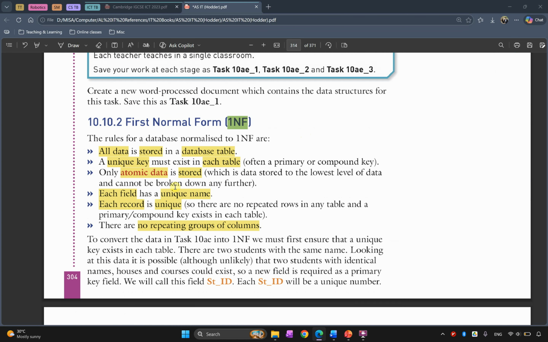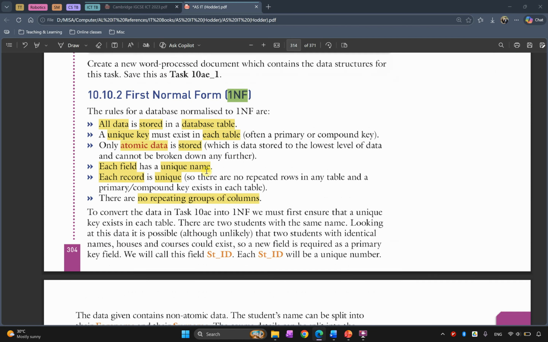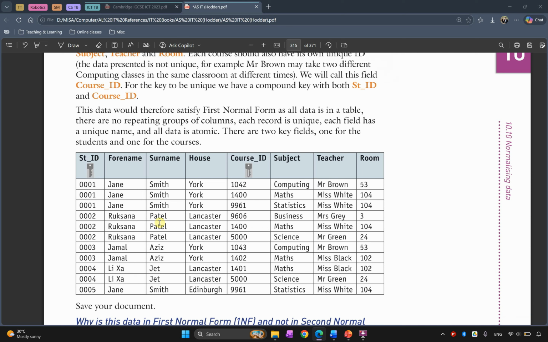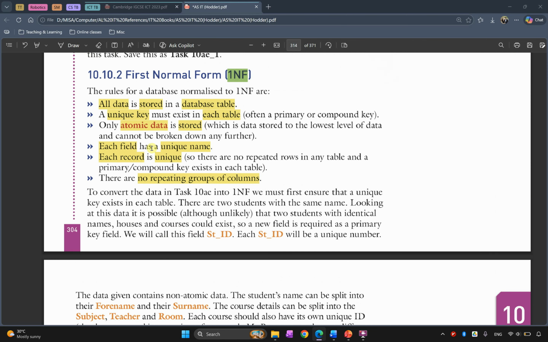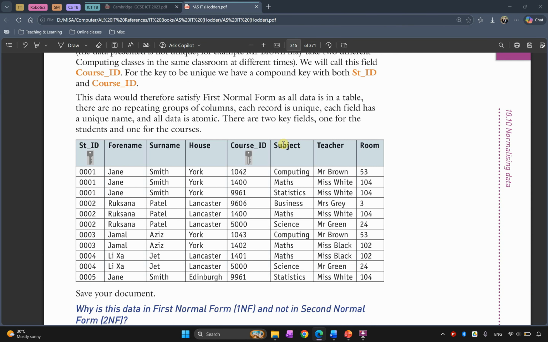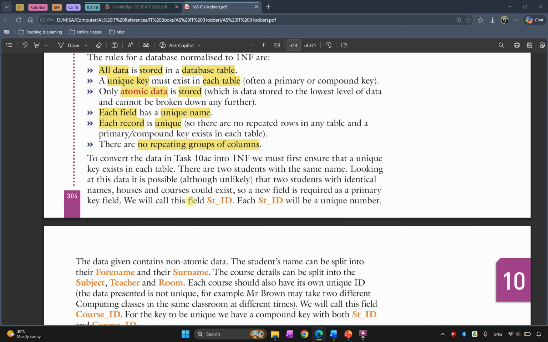So let's talk about the features of first normalizing form. In first normalizing form, you still store it in one database. Then there is a primary key or a unique key added to each table. Here we have added 2 primary keys. After that, the main point is we separated the non-atomic data into atomic data. So each field has a unique name. You can see that when we separated it, we made sure that the names for each field are separate, like room, teacher, subject, they're not repeated names.